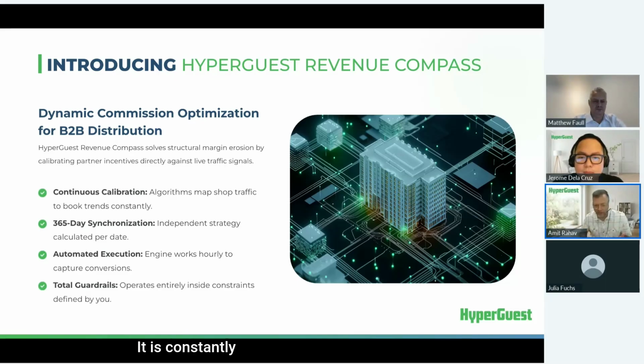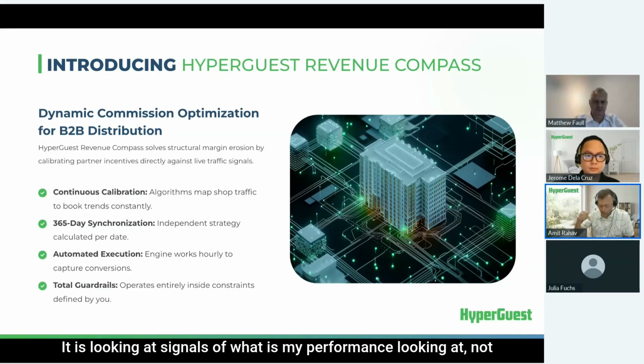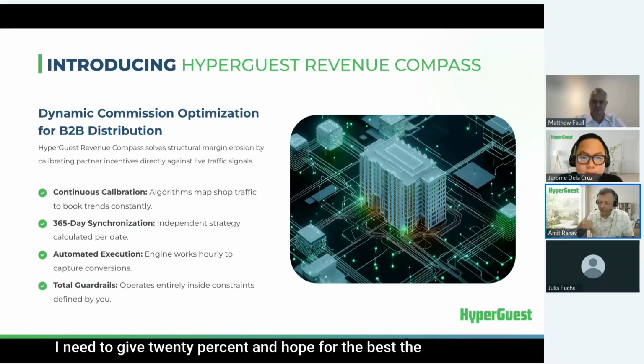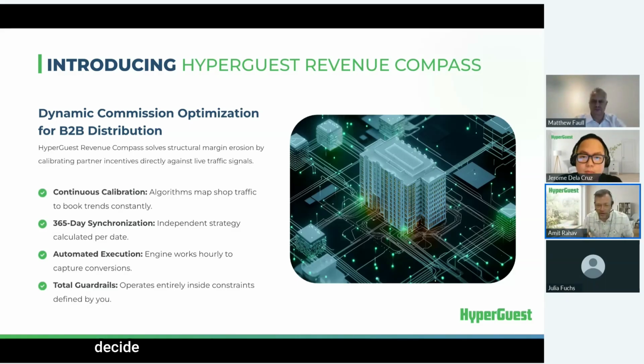It is constantly syncing every day of the year. It is looking at signals of what my performance looks like, not just today and not just statically as a one-time decision. I don't need to give 20% and hope for the best the entire year, because every day is different. Every day has its own signals. Every day there's a ton of data, and the system will decide how to optimize on a daily basis, 365 days. And the execution is automatic.